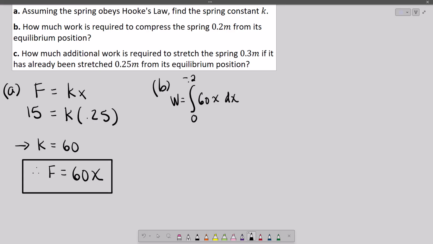Yeah? Would negative 0.2 be the lower limit? No, because we're starting at 0. The lower limit is where we start. That's the end of the spring in the equilibrium position. Then we apply the force and compress it so that we end up with the front of the spring at negative 0.2.